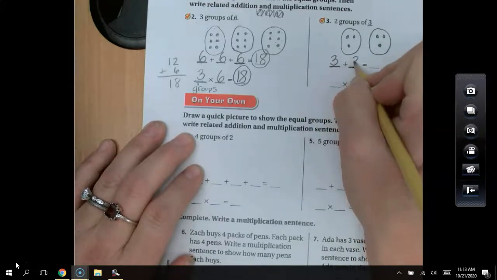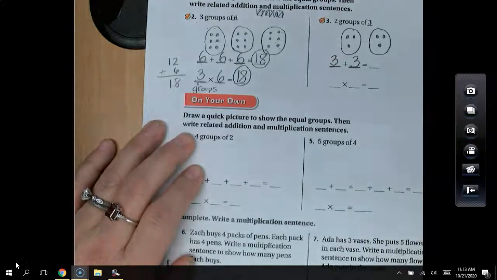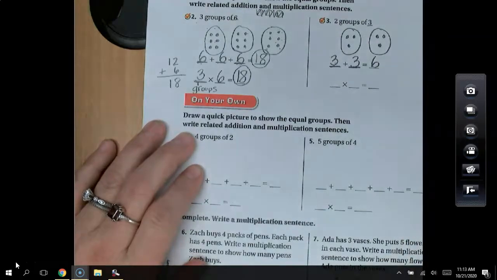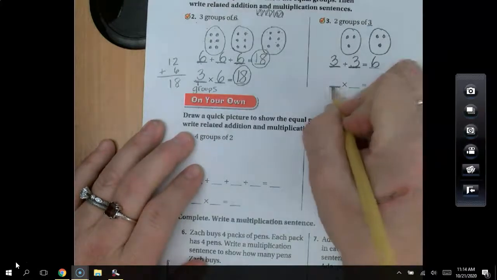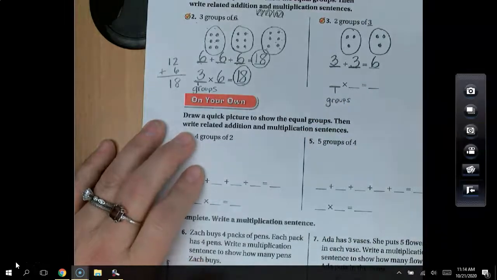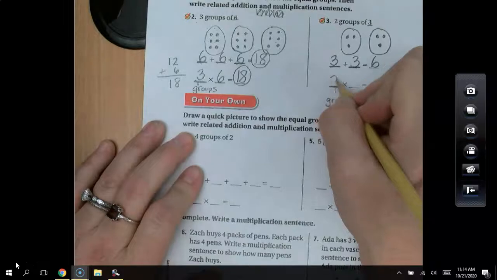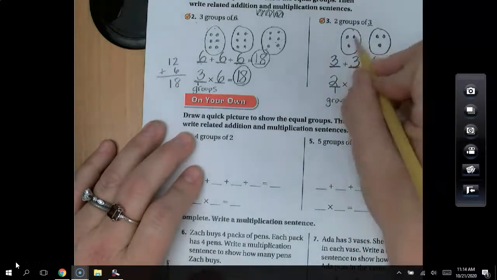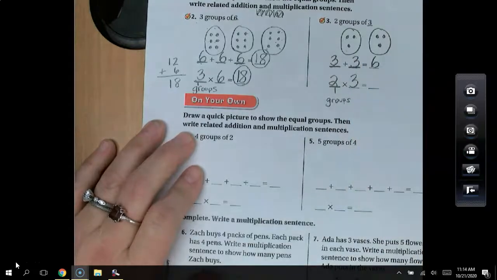3 plus 3. Well, boys and girls, what is 3 plus 3? That's a doubles fact. You should know your doubles facts. 3 plus 3 is 6. Good job. Now let's write a multiplication sentence that matches our picture and our addition sentence. Remember, my first factor is my groups. How many groups did we have? Oh, no. We have 2. Good job. And how many are in each group? 3. So, boys and girls, 2 times 3 is 6.